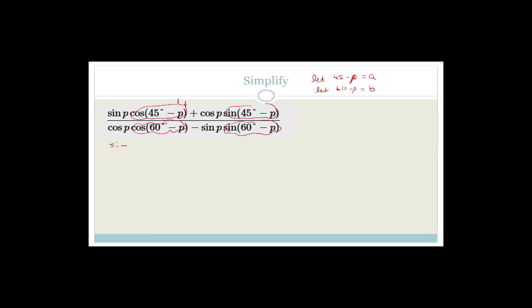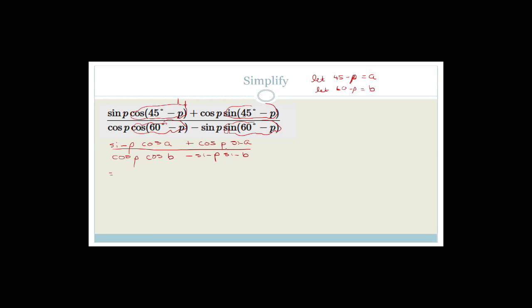You've got sine P cos A plus cos P sine A, all over cos P cos B minus sine P sine B. Okay, and then you can see already that these are compound angles that have been stretched out. They've already been worked out, okay? So what we need to do is take them back down.